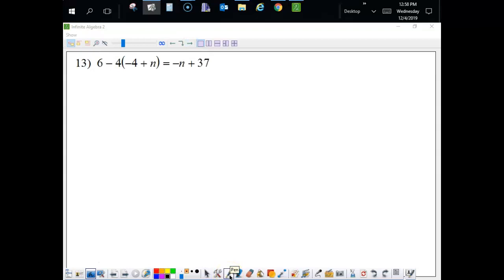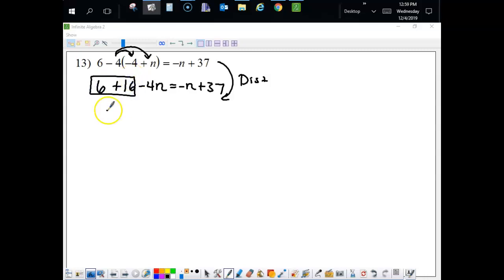So same first step, right? Distribute is first. Now this time you've got to be careful though. We're distributing what? Negative 4. I know that's a minus 4, but that minus goes with it. So negative 4 times negative 4 becomes positive 16. Negative 4 times n is going to be negative 4n. And I think we'll go ahead and combine like terms again. These guys can be combined, right? That makes 22.